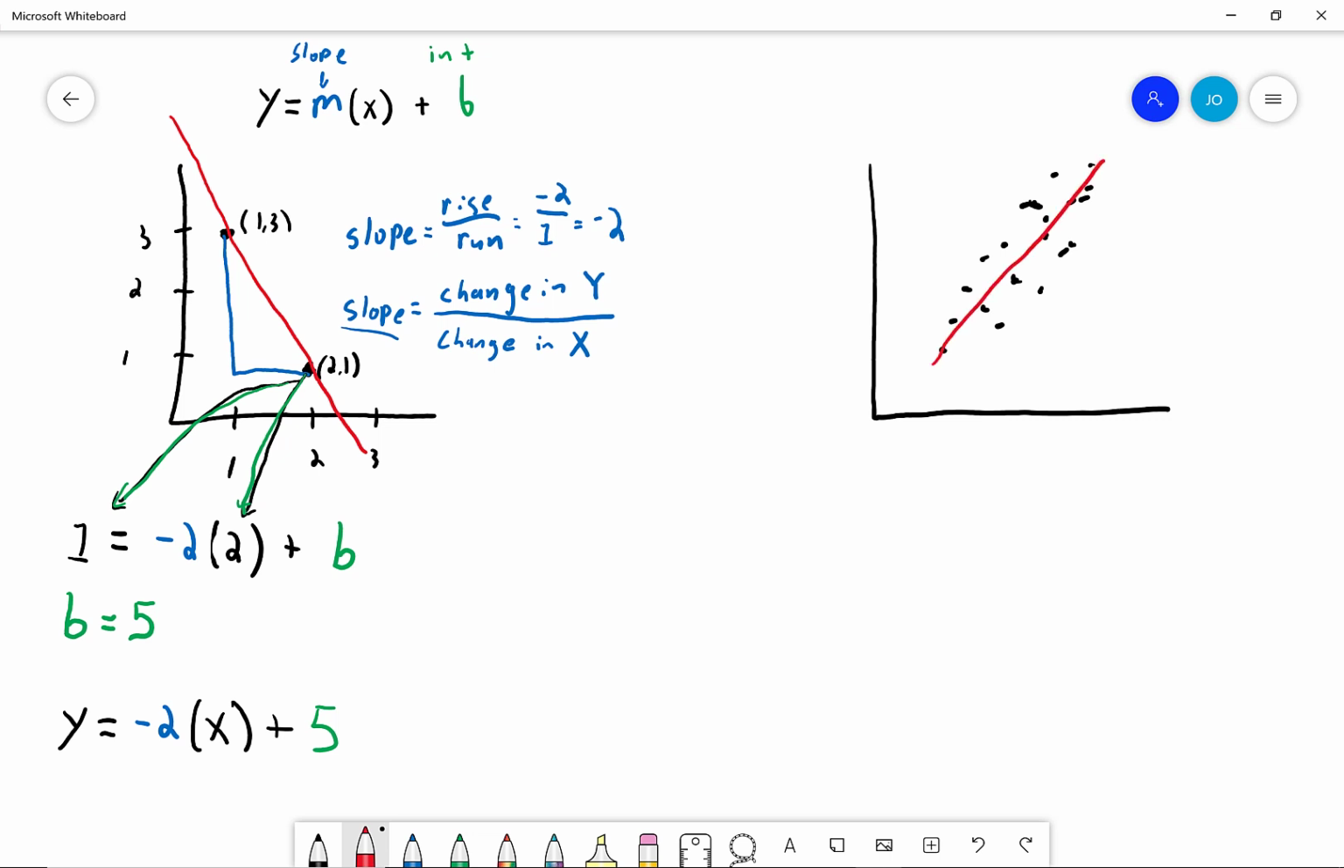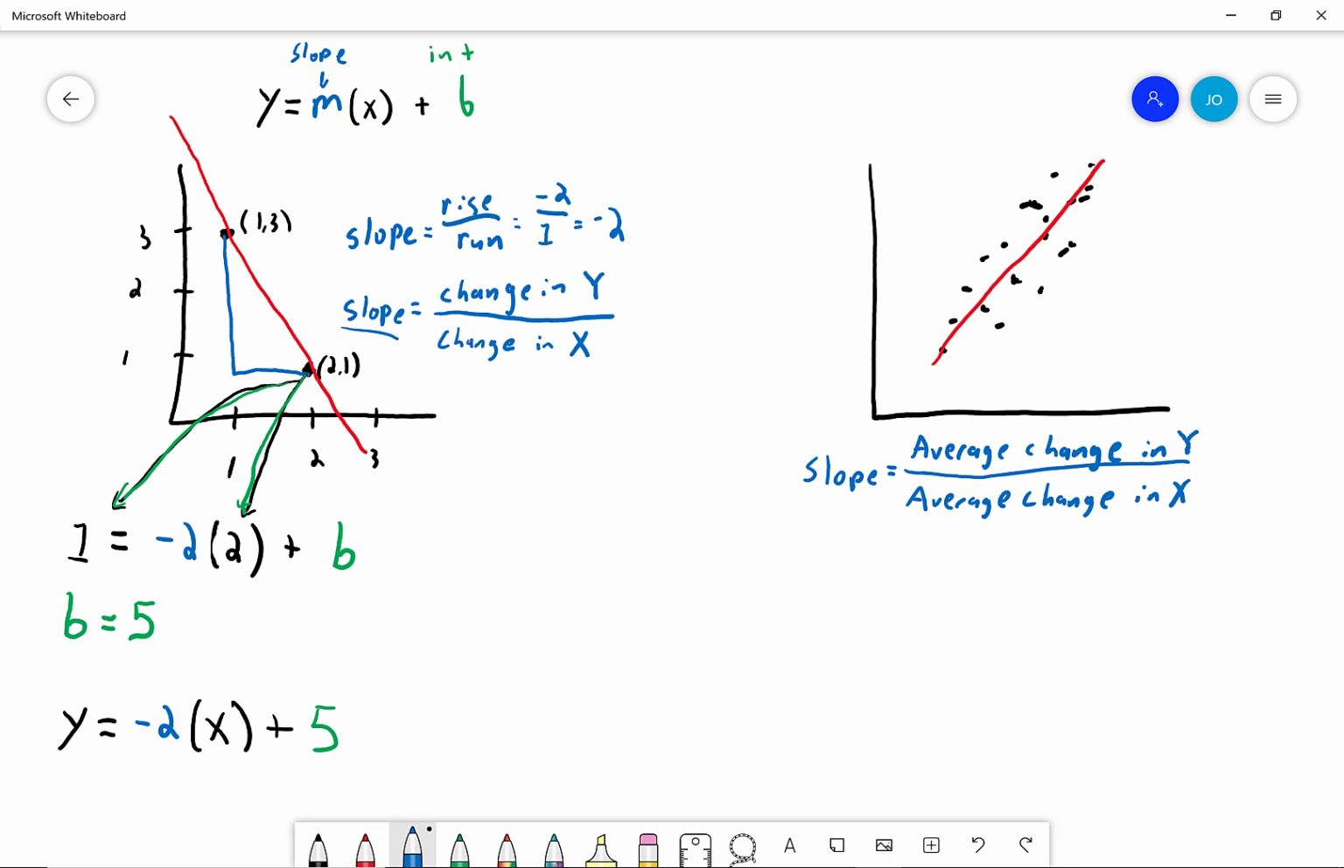So here's what we're going to do. Let's think about our slope. Now that we have a bunch of points, we can't find the exact change because there are all these different points. What we can do, though, is find the average change in y over the average change in x. We want to find the average change in y over the average change in x.